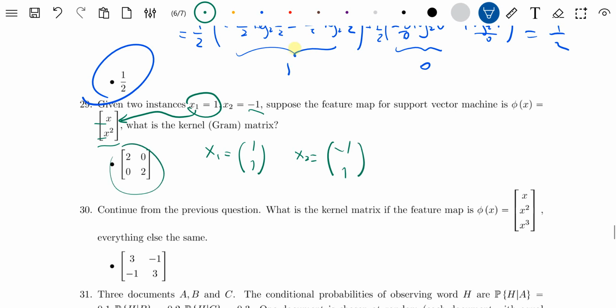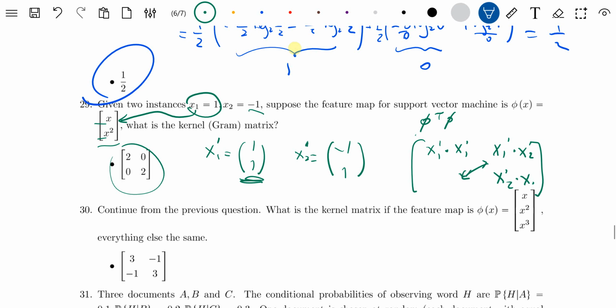So to find the kernel matrix, you just do phi transpose phi. It's basically the dot product between these two. If you want to write them in notation, then this is x1 prime dot x1 prime, x1 prime dot x2 prime, and these two are the same, symmetric. So this dotted with itself is 1, 1 dot 1, 1, so it's 1 times 1 plus 1 times 1, so it's 2. And this dot this is -1 plus 1, so it's 0. And similarly for the other two.